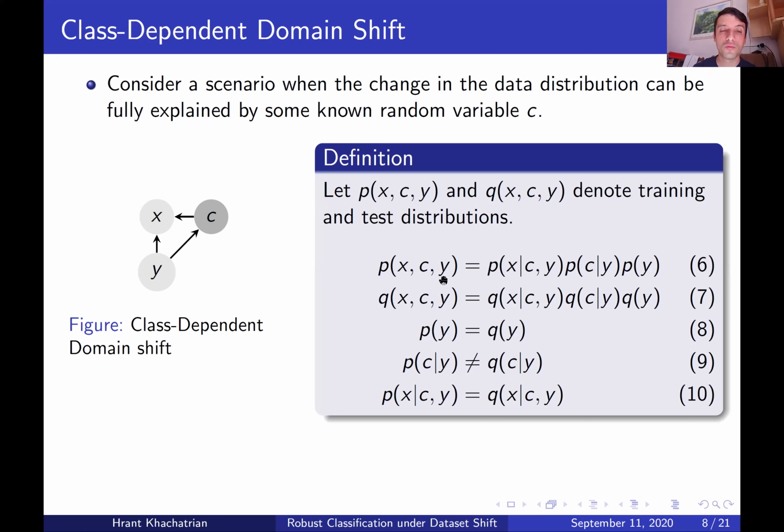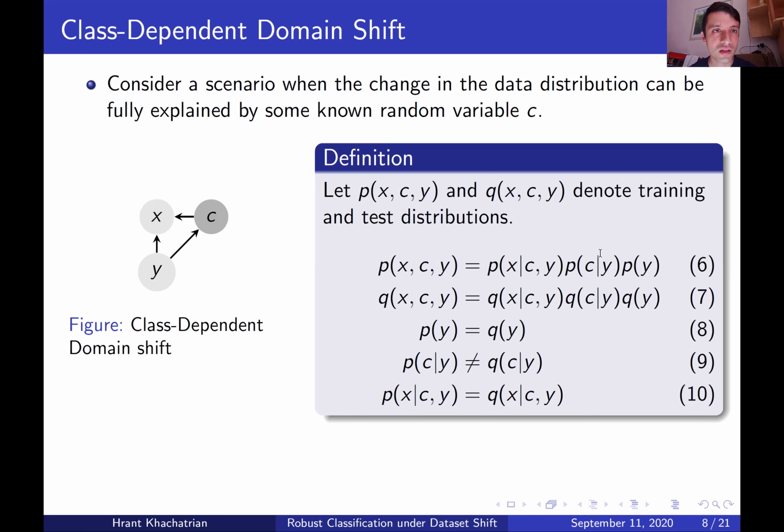So if we write it down here, we have a joint distribution of X and C and Y, and this is decomposed the following way. We sample from Y, and then given Y, we sample C, and then given C and Y, we sample X. And same for the test distribution, and we know that P of Y and Q of Y are the same, so there's no label shift. We know that the distribution of C given Y is different. Okay, so this second term is different. And this term is also the same. So whenever you have fixed Y and fixed C, the distribution of X does not change in test and train distribution. So this is the only cause of the dataset shift here.